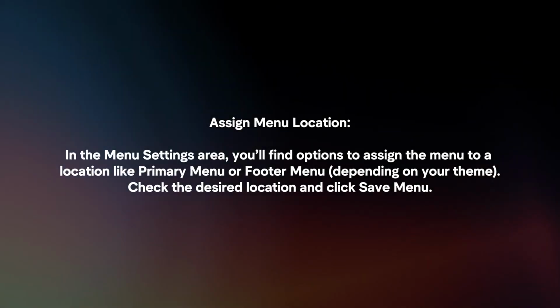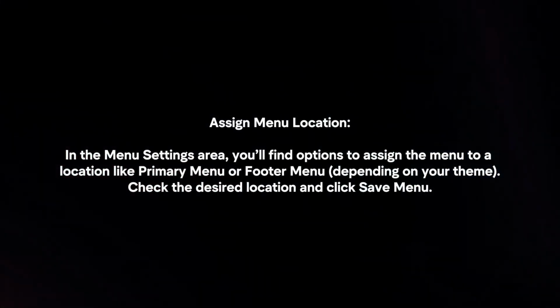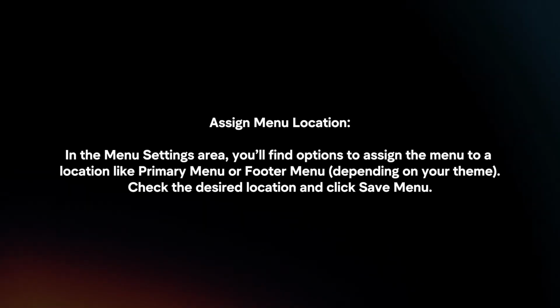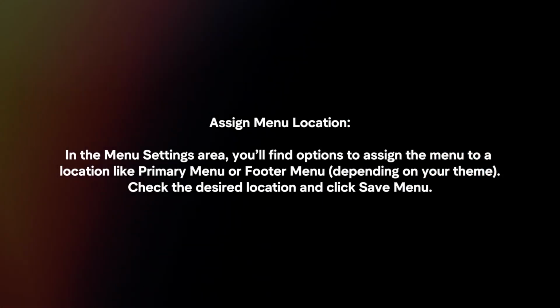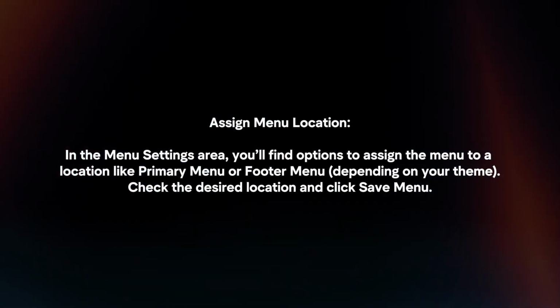Assign menu location. In the menu settings area, you will find options to assign the menu to a location like primary menu or footer menu. Check the desired location and click Save Menu.